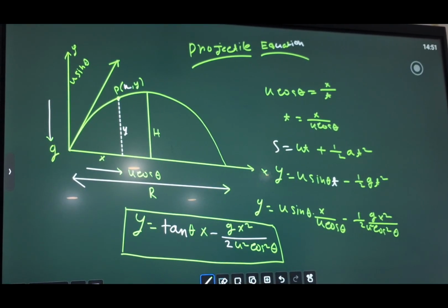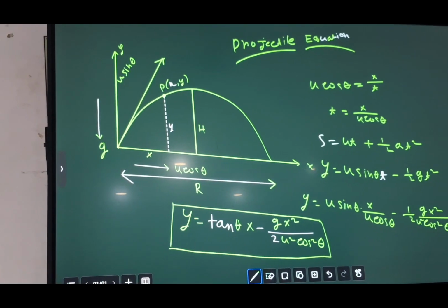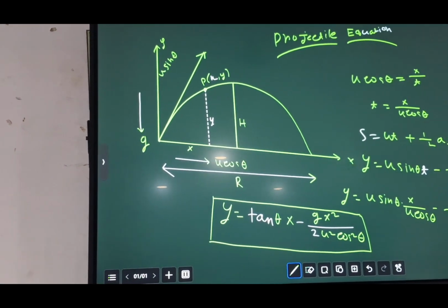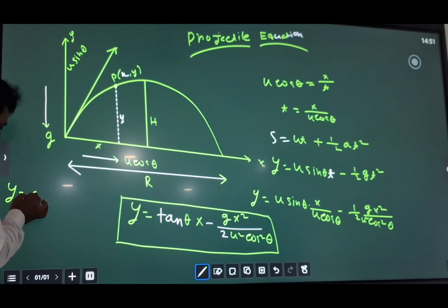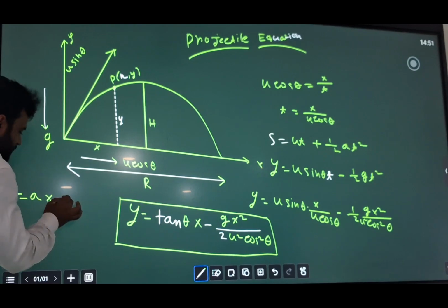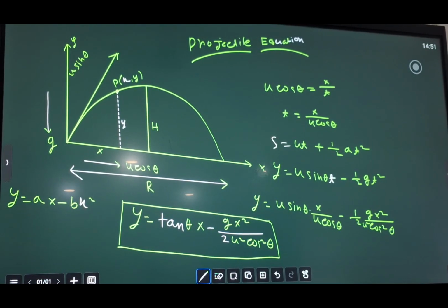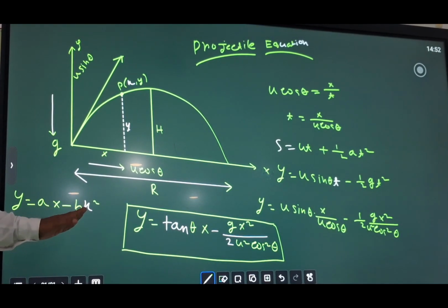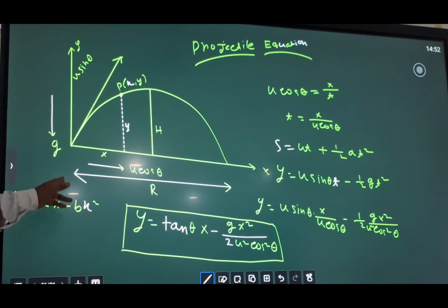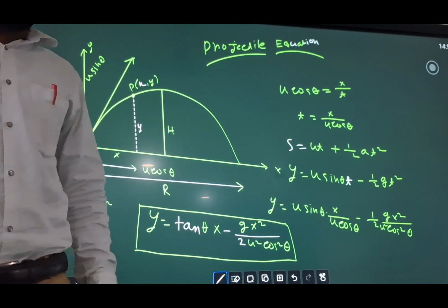This is the trajectory equation of a projectile. This equation is compared to the parabolic equation. We know the parabolic equation: y is equal to ax minus bx square. The shape is parabolic.